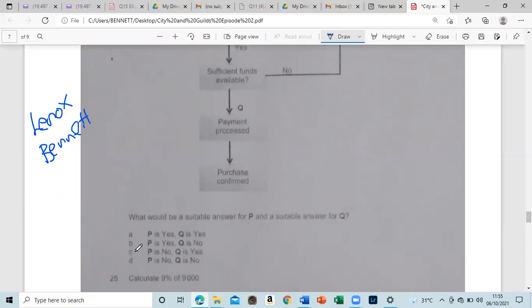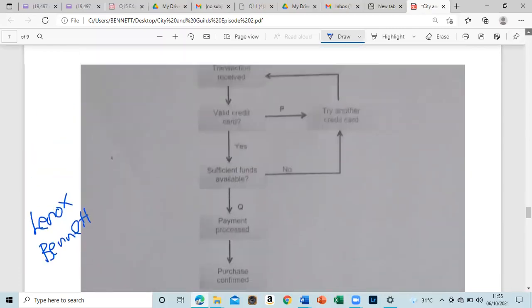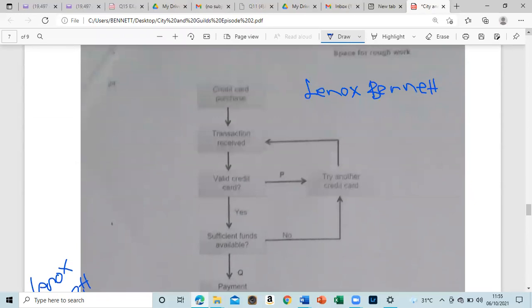Anybody want to shed some light on that? And with P, process it now, go through. I see there, credit purchase, transaction received, valid credit card. Even if you have a valid credit card, you go so try another card, right? That means you now have sufficient funds.